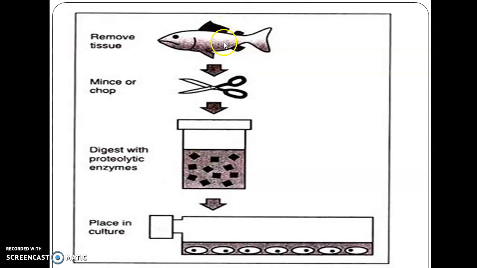So here again, you can take a fish or any organism. You can cut them into small pieces, maybe a skin piece, and then we add proteolytic enzyme. That is called enzymatic disaggregation. So you get minute cells that we place in a culture, to which we add suitable medium.